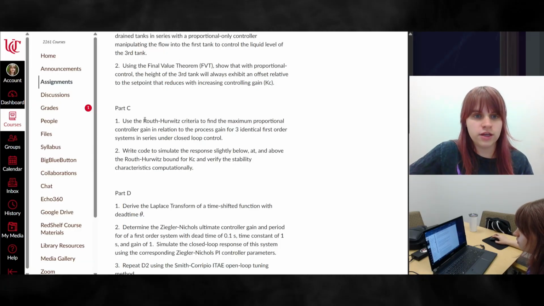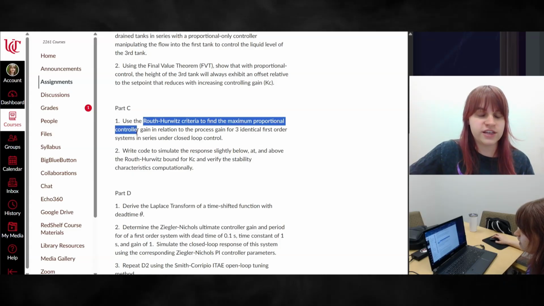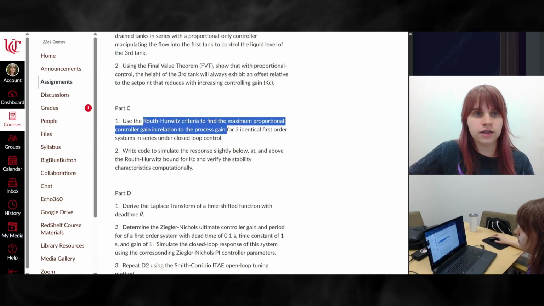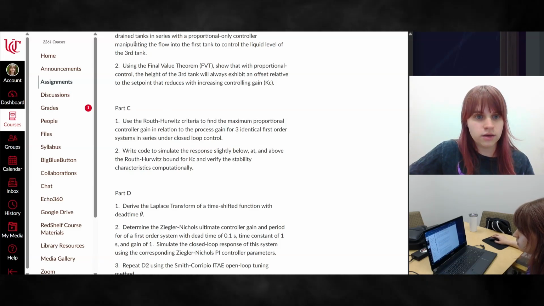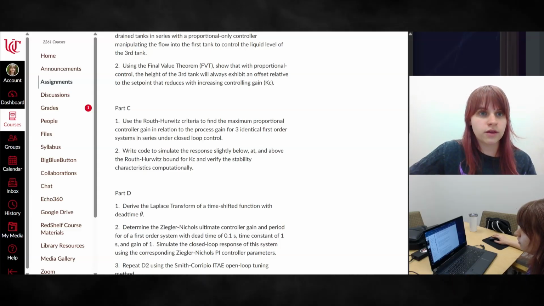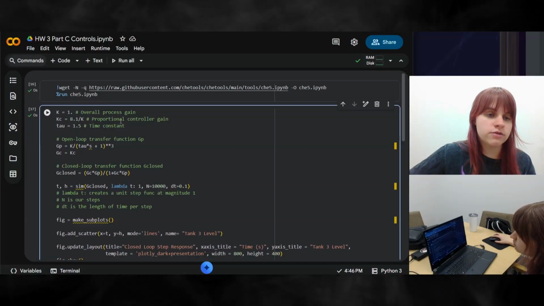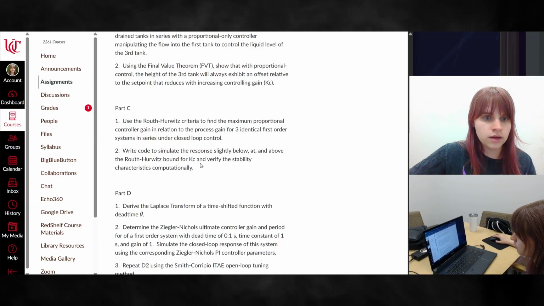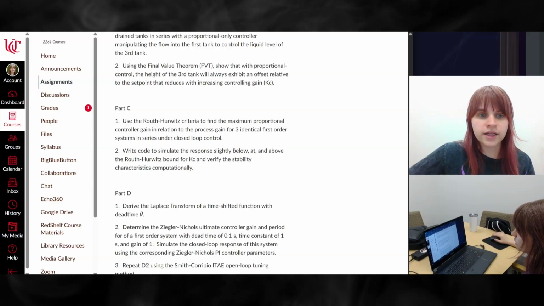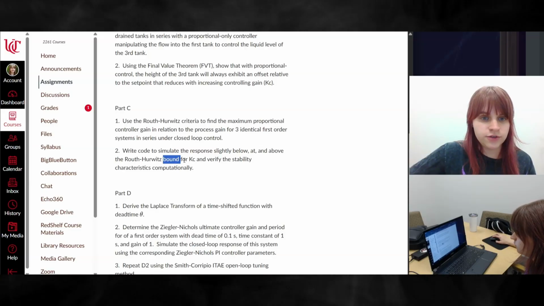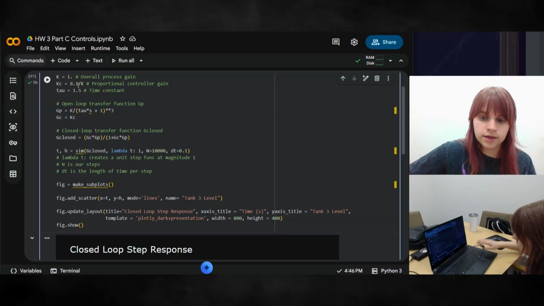And yeah, we went through the Routh-Hurwitz criterion to find the maximum proportional controller gain, which is Kc, in relation to the process gain, K, for three identical first-order systems in series. For simplicity, we used the three identical tanks in series from our previous videos, and I wrote code to simulate the response slightly below, at, and above our bound to verify the stability characteristics.